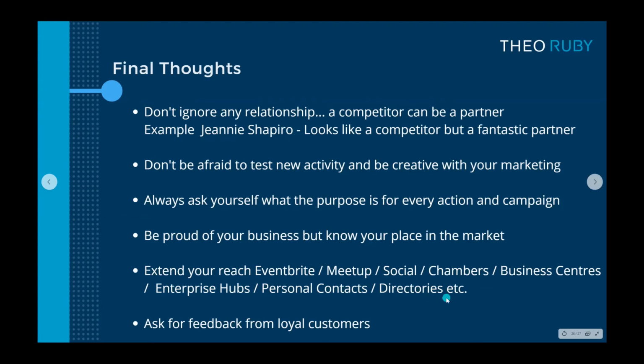So I put a post out today about all the different kind of touch points people use. For me, Eventbrite, Meetup, social media, chambers of commerce, local business centers like Jane's Business Centre in UBC has been a great help. The enterprise hubs like Hammersmith and Fulham Council, Portobello Business Centre, personal contacts and directories. One of the things we do with SEO is to set up directories on, I think it's 150 directories for you to be listed on. And that just means it helps your SEO and it gives you another way to reach people.